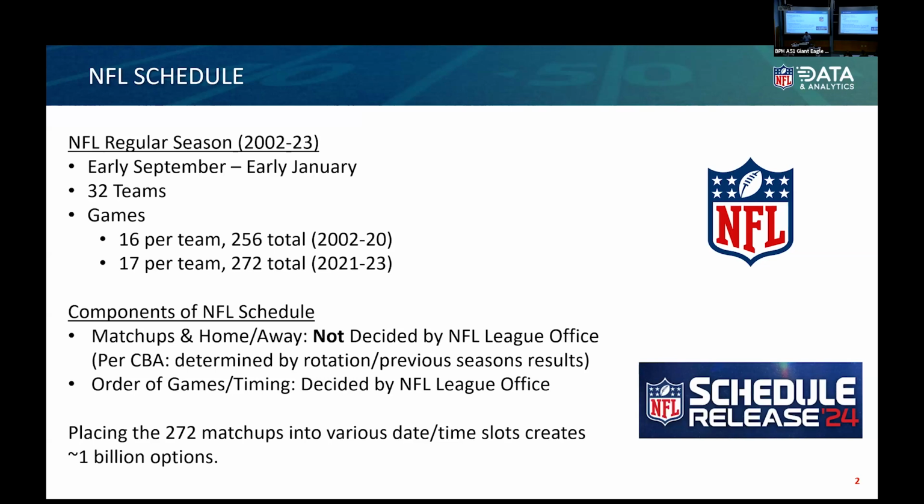The other component of the schedule is the order of the games and the timing. That is decided by the NFL scheduling team. So whether or not this team plays Monday night, whether or not this team has 3 games on the road in a row, that's determined by the scheduling team. And building this schedule requires a huge optimization problem. If you think about 272 games that you could put in about 5 slots each NFL week, and there's 18 NFL weeks, that creates a lot of options. So this is a huge optimization problem that we're trying to solve.